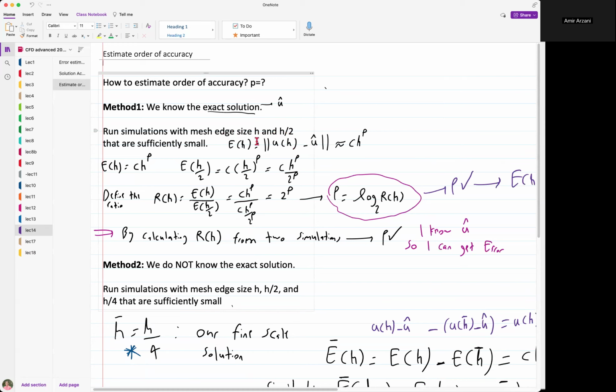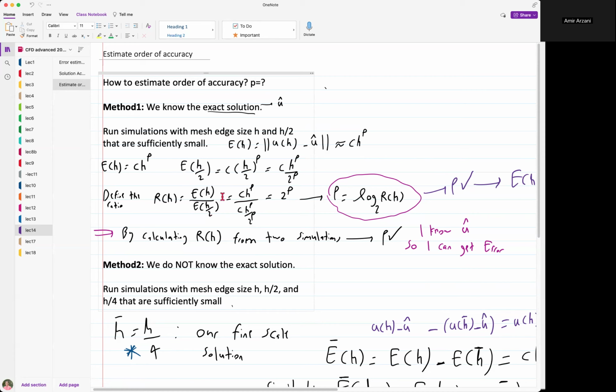We can calculate the error for each of these simulations because we know the exact solution. And we assume that it is equal to c times h to the power p. So that's going to be our equation: error as a function of h equals c h to the power p. Now, if I calculate the error for h over 2, I'm going to get this equation, right? So now I'm going to take the ratio of these two errors to eliminate this constant c.